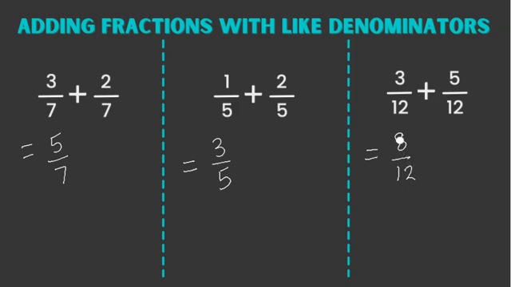I can divide 8 by 4 and I can also divide 12 by 4. So I'm going to divide the numerator and the denominator by 4 so that my final answer can be in its simplest form. So my final answer will now be 2 over 3. These are equivalent fractions and the final answer is in its simplest form.